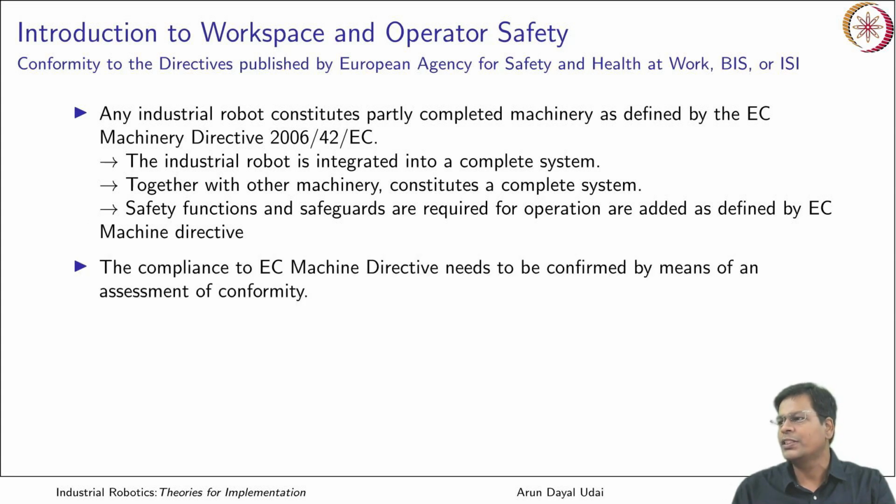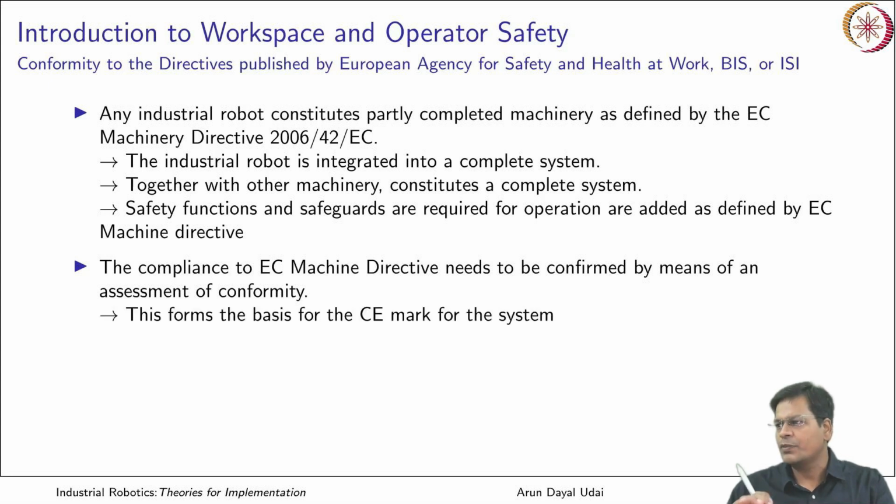The compliance to the EC Machine Directive needs to be confirmed by means of an assessment of an authority. So that is a third party agent. It is not the manufacturer, it is not the user. Normally it can be a sub part of the industry which only does this job. They inspect the whole machinery, its system, including the robot, and confirm whether it is conforming to the EC Machine Directive.